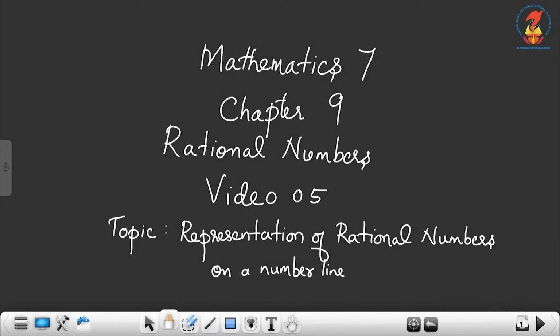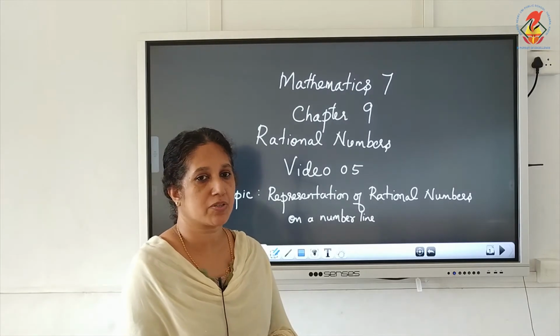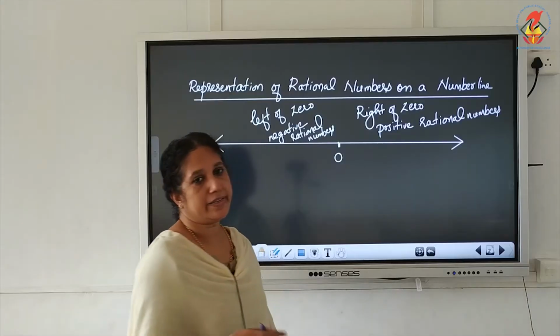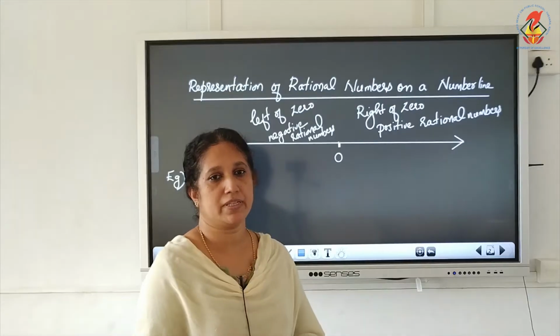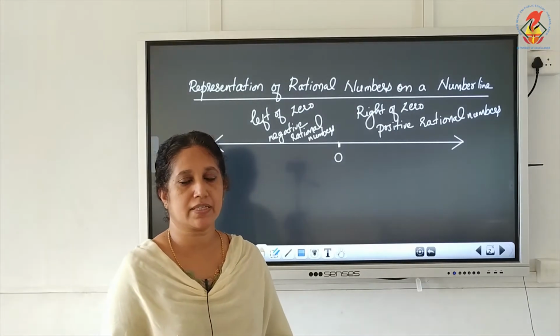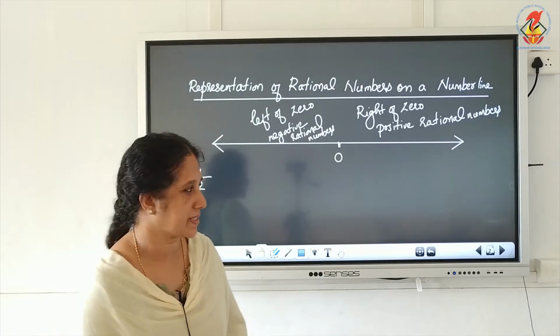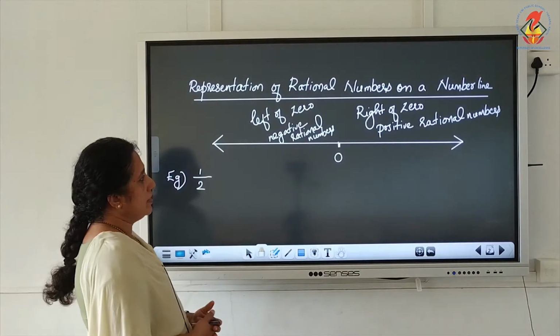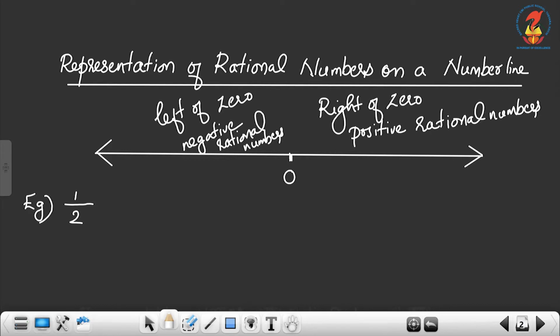Our next topic is representation of rational numbers on a number line. Any rational number can be represented on the number line, whether it is a positive rational number or a negative rational number. Now, first of all, we have to draw the number line. We have to put arrow marks on both sides. Then, first you have to mark 0.